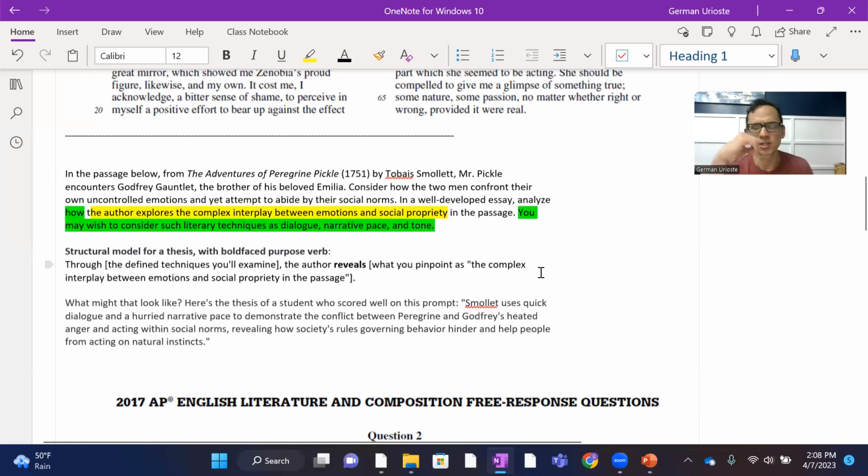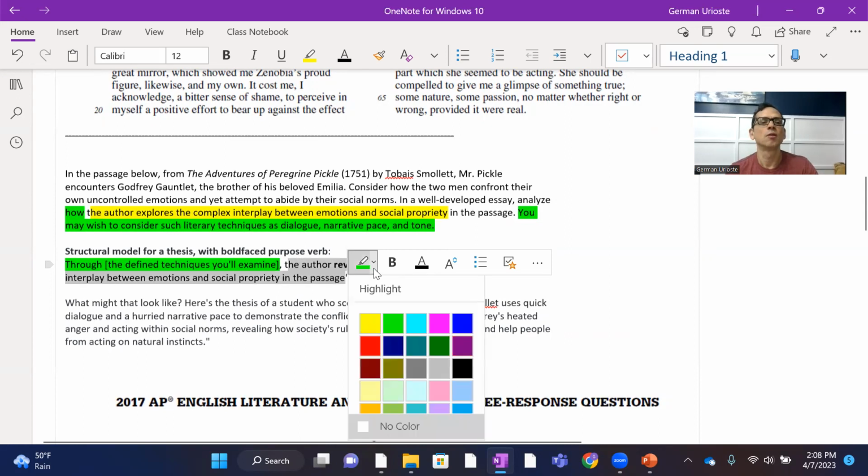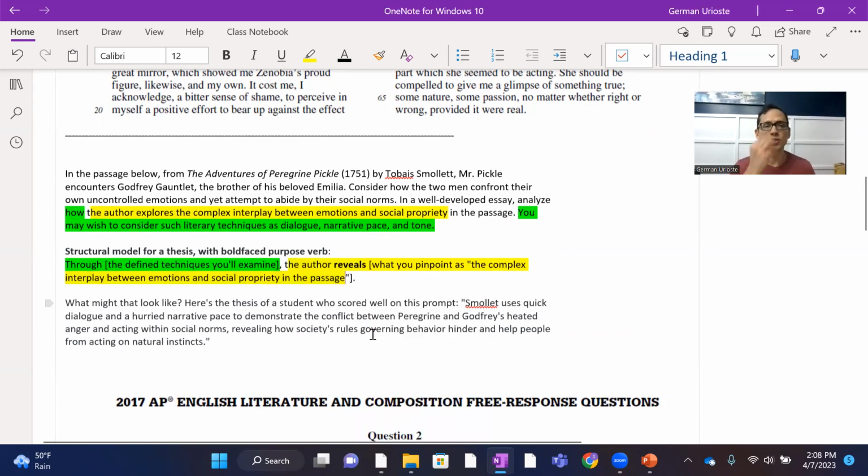And notice the word complex. That'll sometimes appear. So complex means it's not simple, right? There's something complex going on. There's some sort of interplay between emotions and social propriety. Propriety means social appropriateness, right? So again, a structure model for a thesis would be something like this. Define your techniques: through these particular techniques, the author reveals, and then whatever it is you pinpoint as the complex interplay between emotions and social propriety in the passage, right? Again, that two-part thesis.